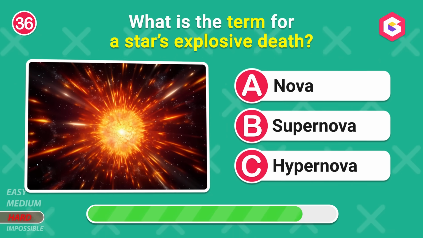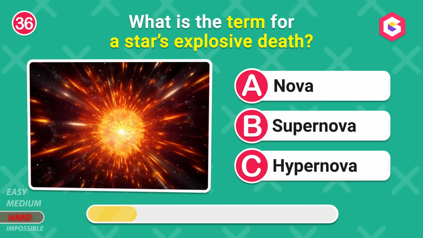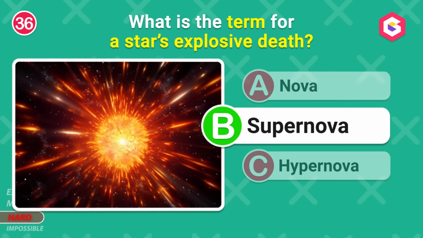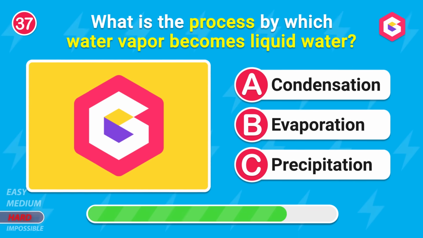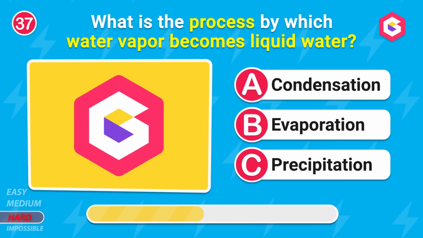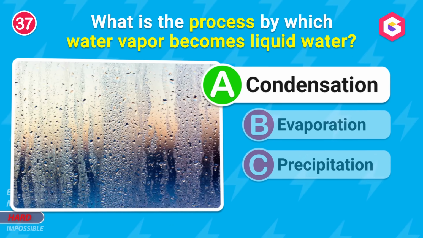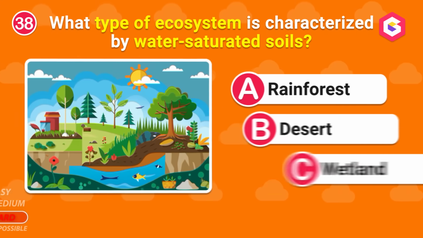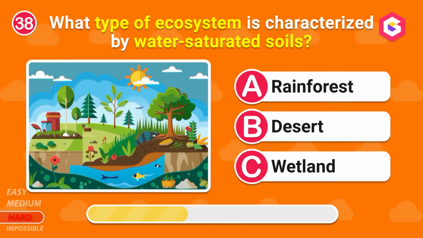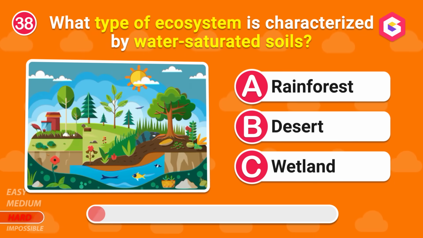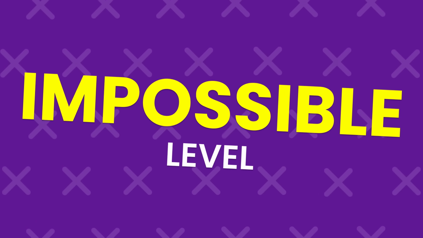What is the term for a star's explosive death? Supernova. What is the process by which water vapor becomes liquid water? Condensation. What type of ecosystem is characterized by water-saturated soils? Wetland. Impossible level.